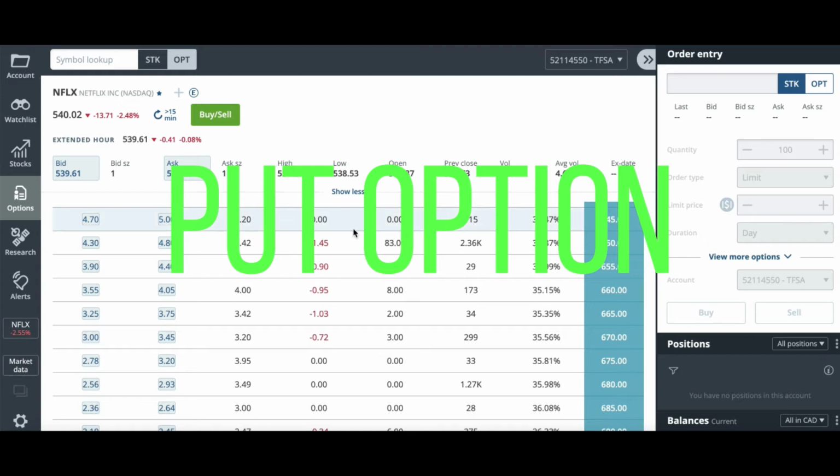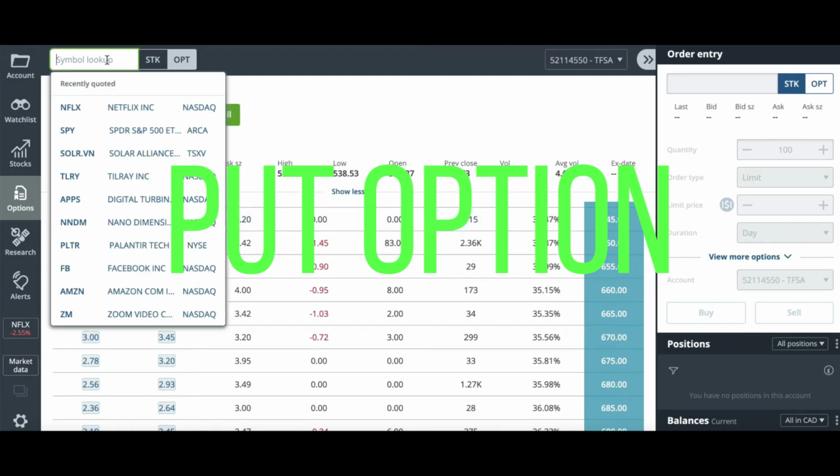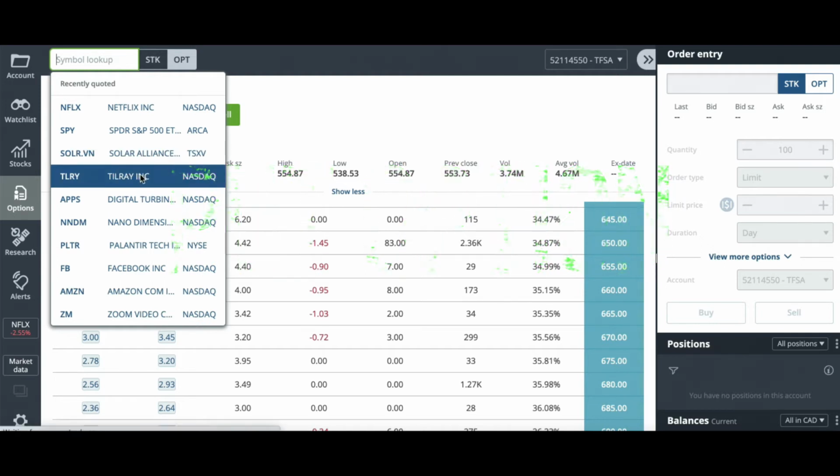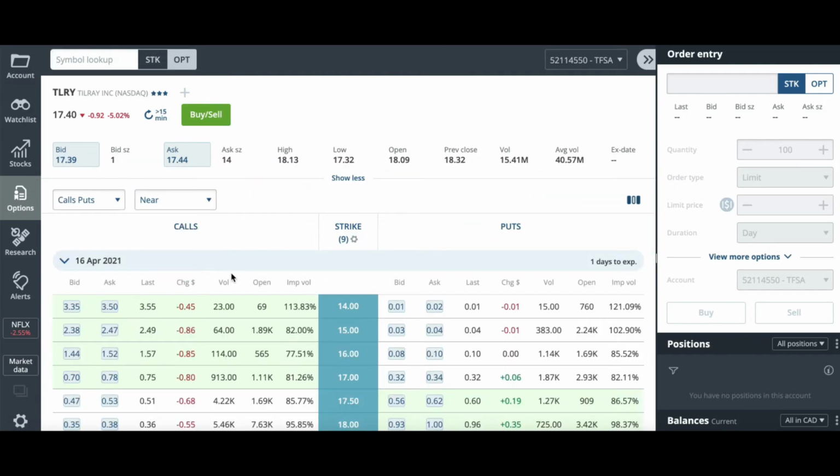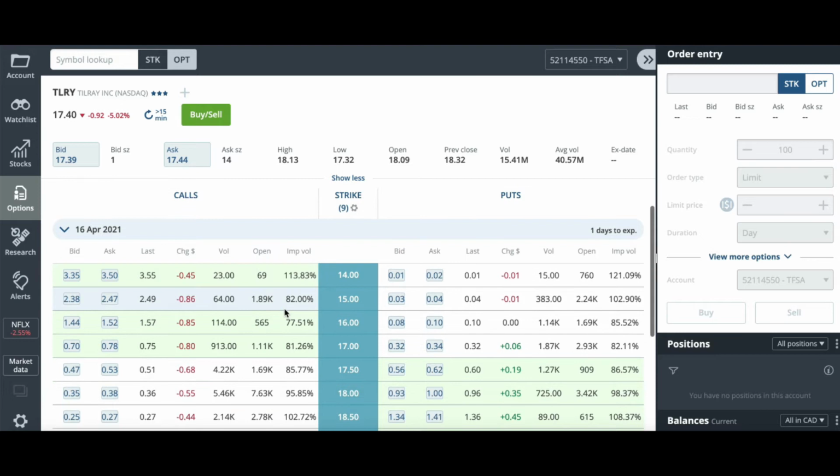Now we're going to look at a put option. So just to make it exciting, we'll look at a different ticker. So in this case, we'll pick Tilray. Now, Tilray is a cannabis company.